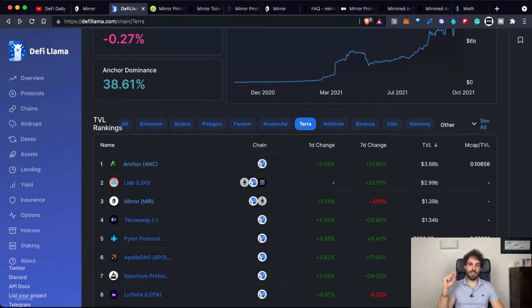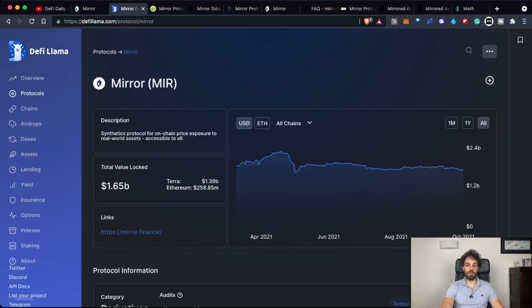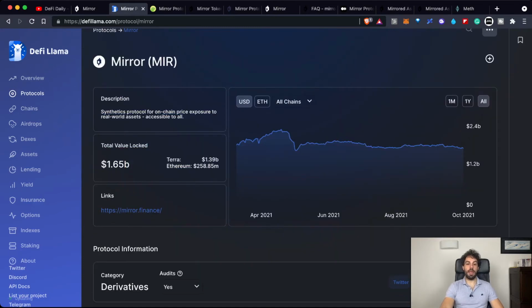I will leave you the link here if you missed it, and the Lido Finance, that is another platform that is really interesting. Let's go and have a look also at the trend of the total value locked inside the Mirror protocol, and as you can see, it is quite steady. It is moving between 1.7, 2 billion, 1.4, and so on, and it has been steady for the whole period of the last 6 months.